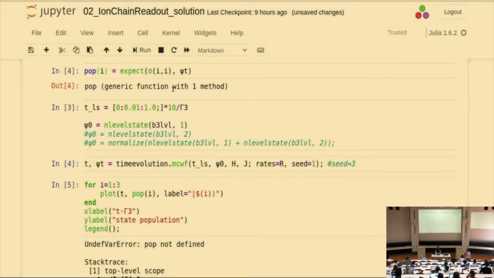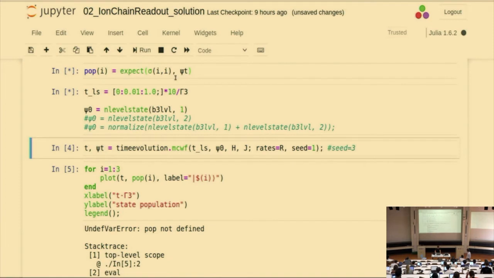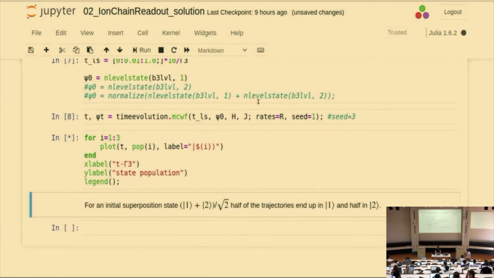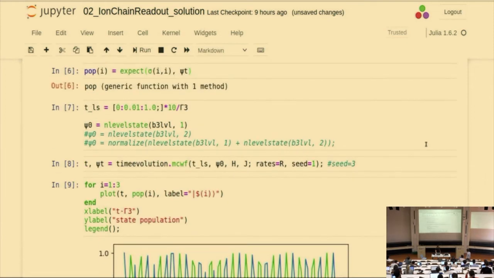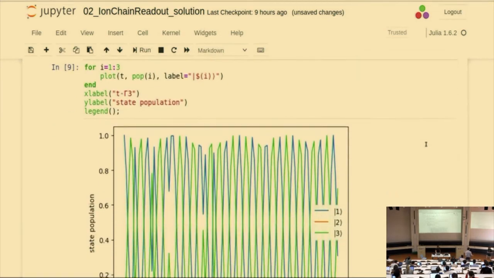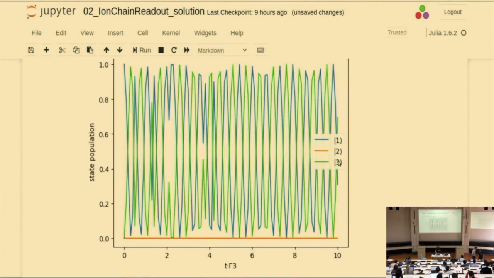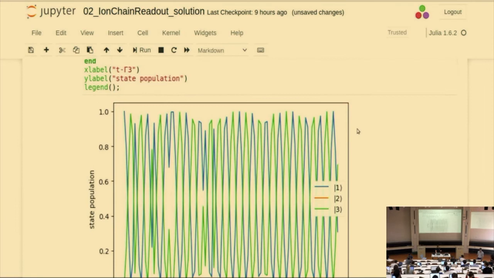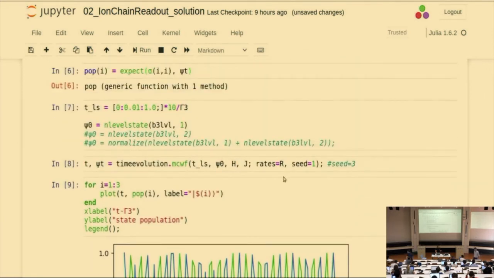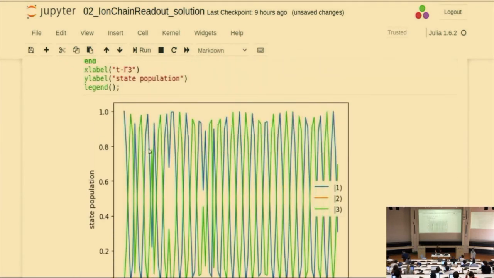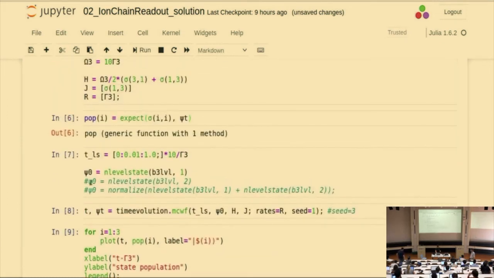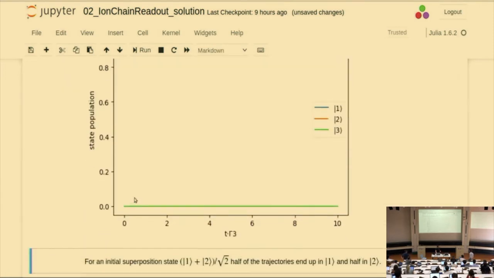I did not execute everything. So now, good. Sorry, if I'm in the ground state, you should detect photons, and this means you get a lot of quantum jumps here. If you start in state 2, you should observe no photons at all.